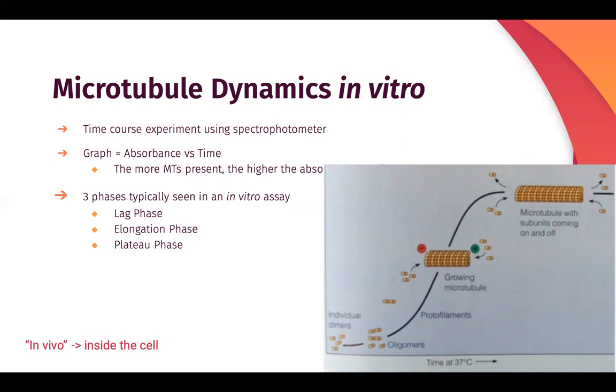Then two, we have the elongation phase. At this point, it's easier for microtubules to add tubulin because we already have our base. And this is where our rate of addition is the fastest, so this is where our slope is the steepest. And then we have our plateau phase, which is where we reach equilibrium of microtubule addition and microtubule depolymerization. So the tubulin concentrations drop, and the tubulin is hydrolyzing GTP to GDP at this point.